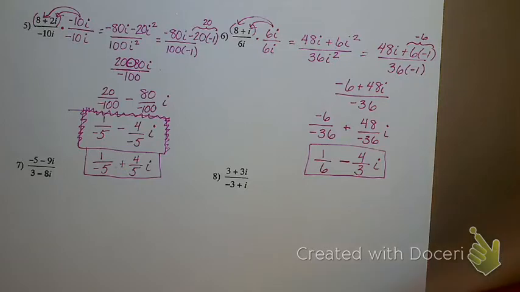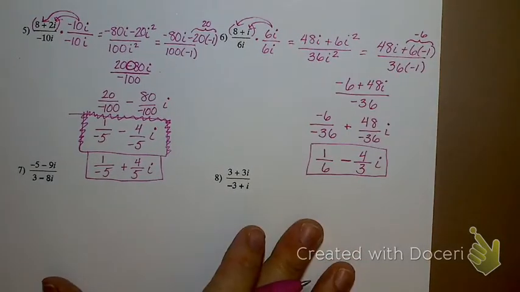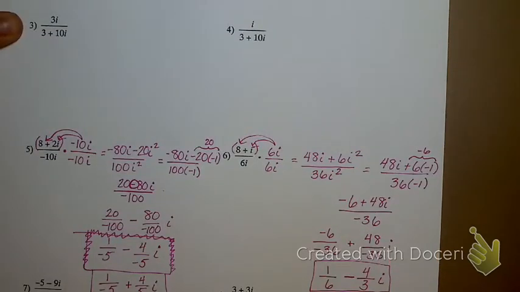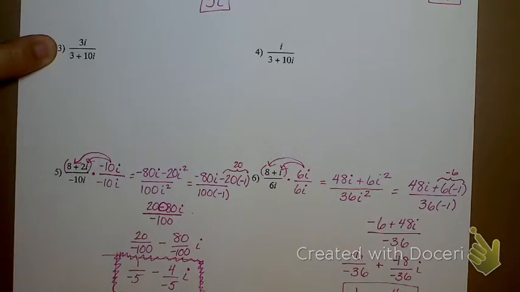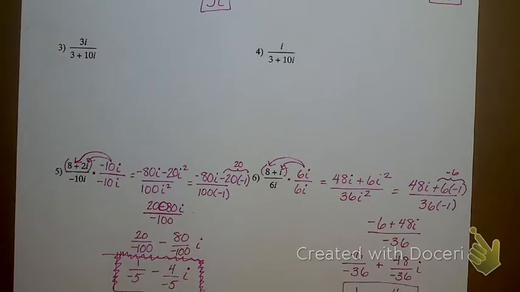Okay. Now let's go back to numbers 3 and 4. 3 and 4 are very similar to 7 and 8. How are they similar? Because the denominators have 2 terms, don't they? 3 and 4 are a little bit easier because what do you notice about the numerators? In 3 and 4, there's only 1 term in the numerator.